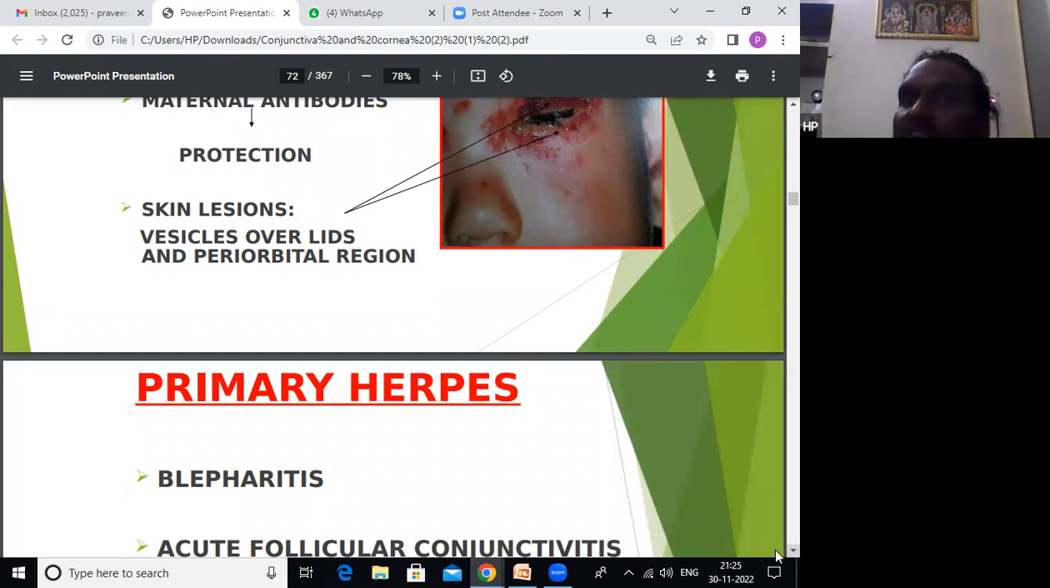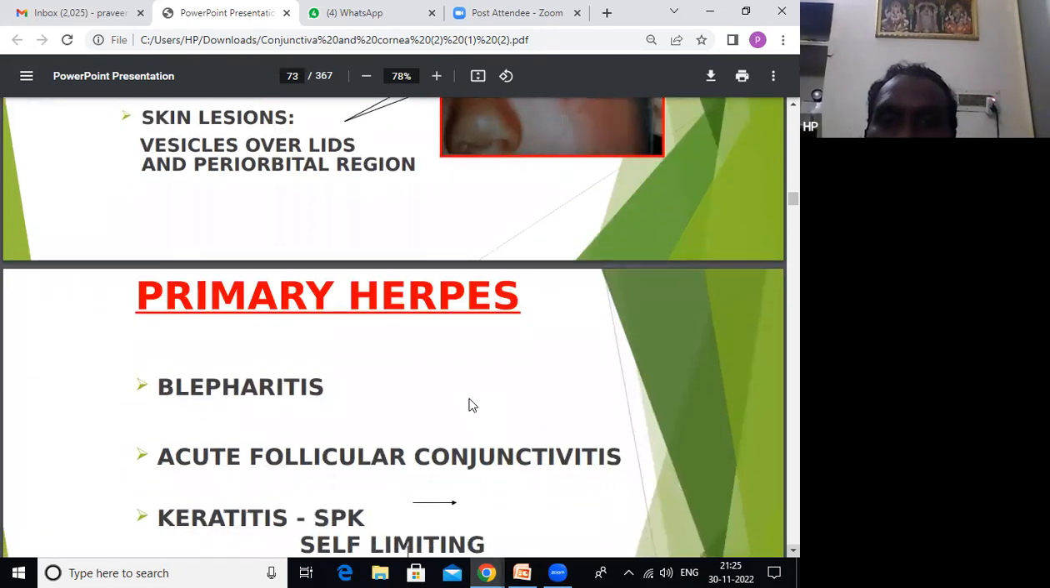Remember, I'm asking about primary herpes. The most common manifestation of primary herpes in the eye is herpetic conjunctivitis. It is not keratitis. I'm speaking about primary herpes. See, there's an acute follicular conjunctivitis, which is the most common manifestation of primary herpes in the eye.